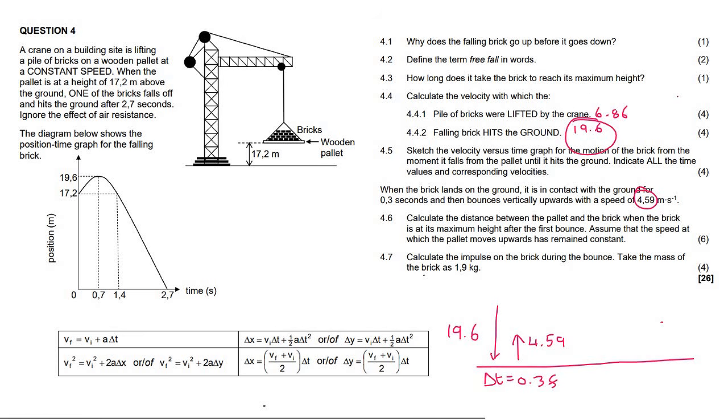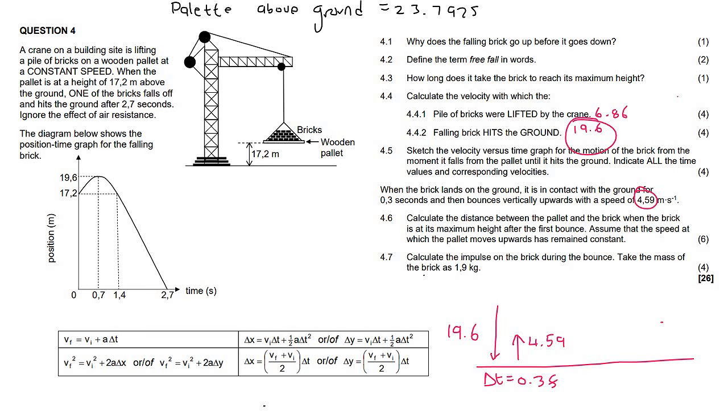But if we look at the original question, the pallet was already 17.2 meters above the ground. So now we can work out how high above the ground the pallet will be. So we can say here, pallet above ground will be the 23.7925 meters that it's moved upwards since the brick fell, plus the 17.2 meters that it already had, and that gives us 40.9925 meters. So that is how high the pallet is above the ground.